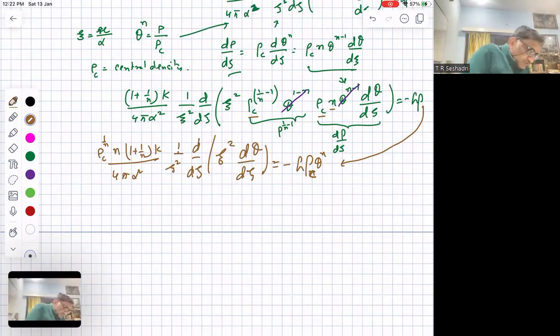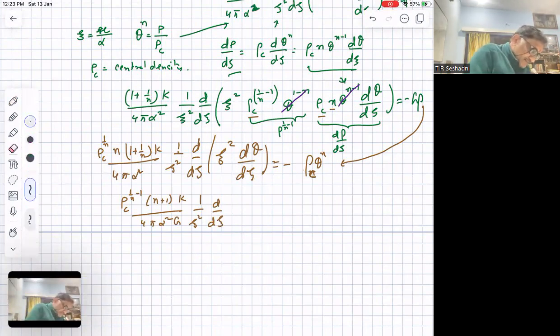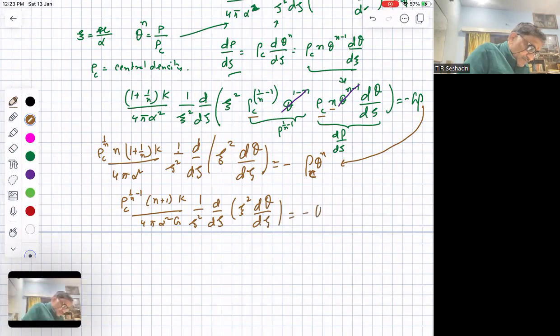I now take this rho c on the other side. I have rho c 1 by n minus 1 into 1 n plus 1, this one, k by 4 pi alpha square, 1 by xi square d by d xi. And I will take the g also over here. I have already taken this rho c here, right? Okay. And then this into xi square d theta by d xi equal to minus theta power n.